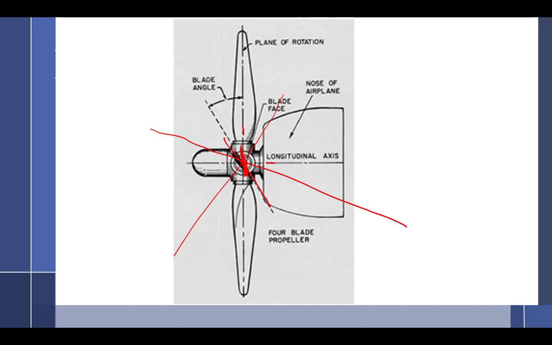Even if the longitudinal axis is like this, won't the plane of rotation still be 90 degrees? It's always 90 degrees too. This is always 90 degrees.